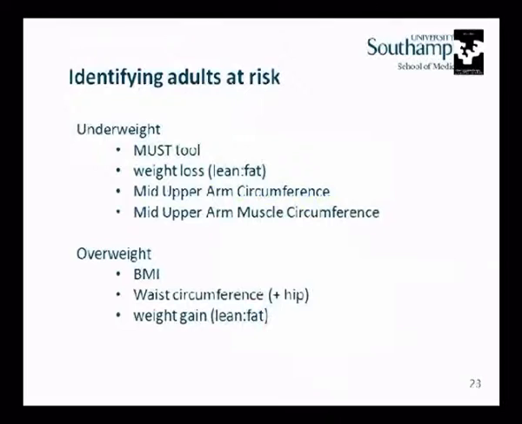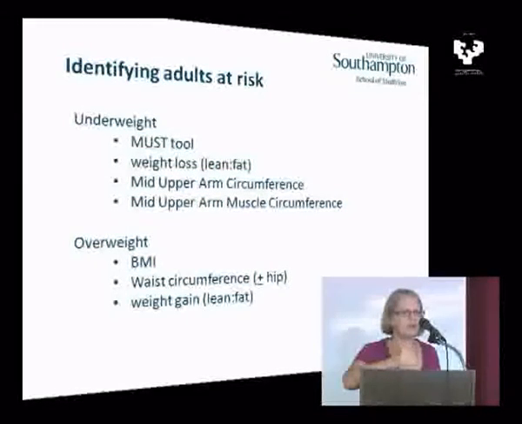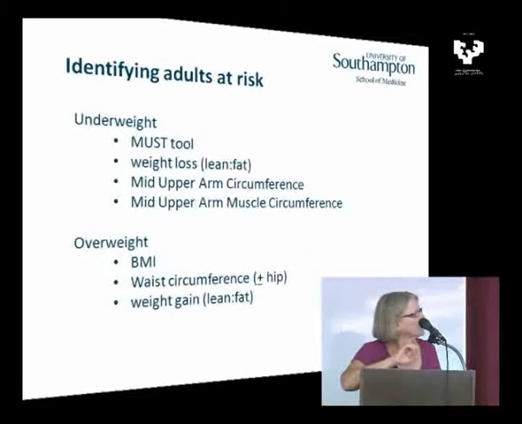How do we identify people at risk? We can use the malnutrition screening tool that tends to be used in hospitals. This is for underweight. What that looks at is current BMI, recent weight loss, and the likelihood of eating in the next 5 days. Very simple score, but very powerful for predicting undernutrition.